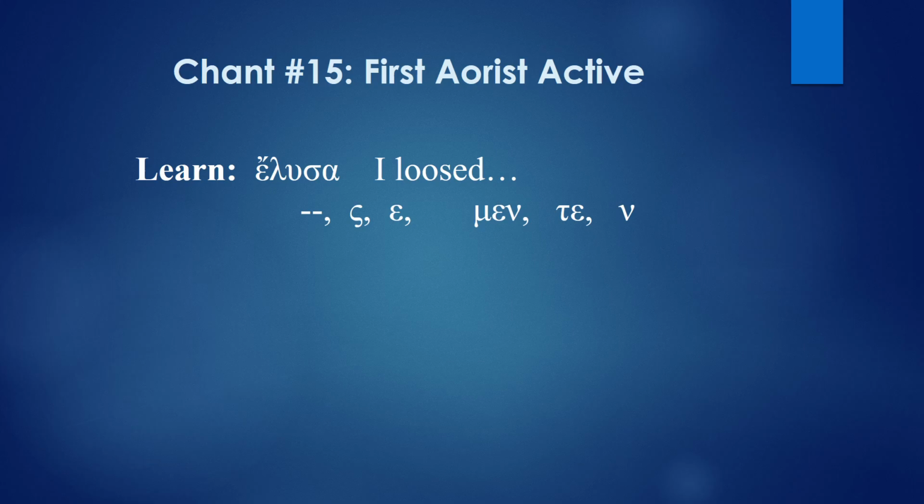Te is the second person plural ending, you all loosed. En is the third person plural ending, meaning they loosed. And now for the chant itself.